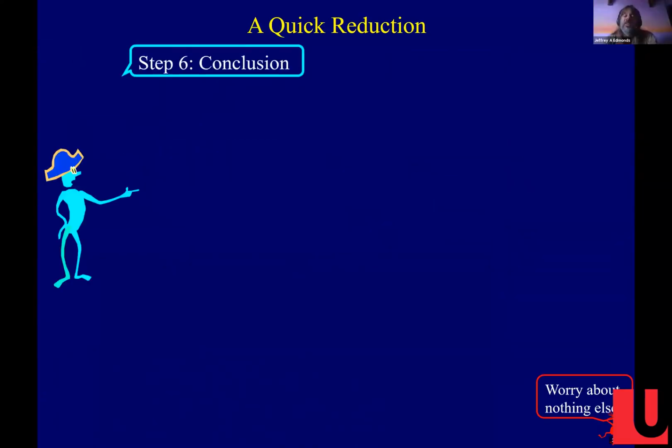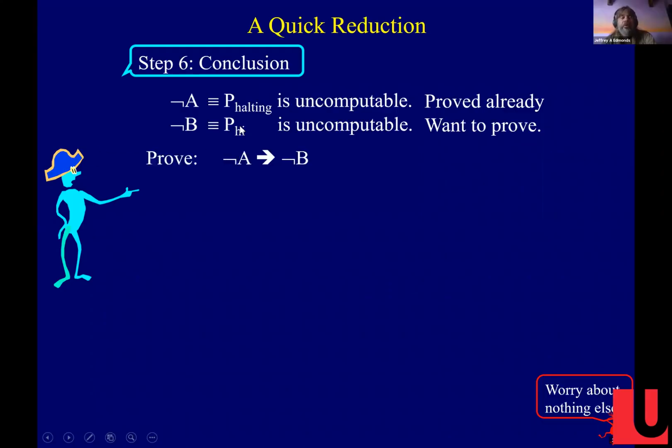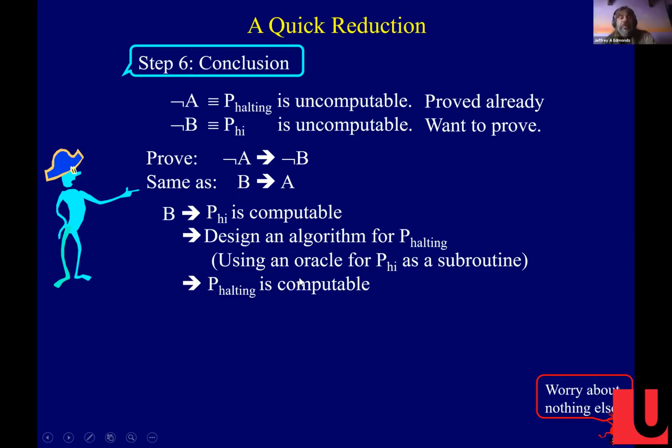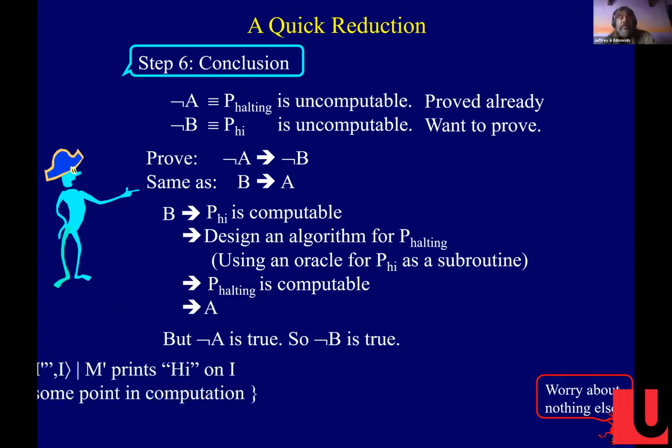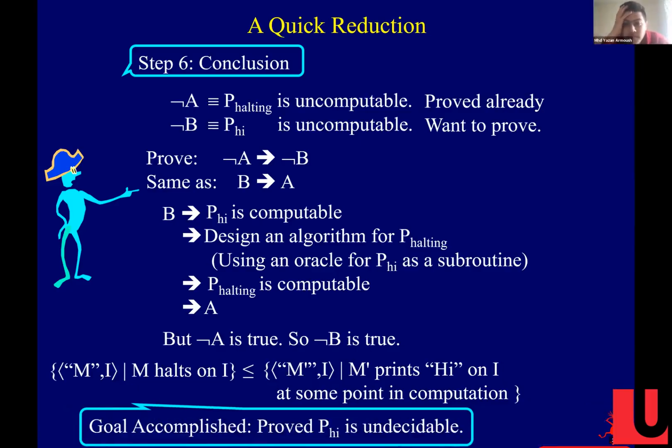All right, so what is our conclusion? We've already shown that not halting is uncomputable, and our goal is to prove that hi is uncomputable. So we showed that if hi was computable, then we could design an algorithm for the halting problem. But we can't design an algorithm for the halting problem, so we can't design an algorithm for the hi problem. Everybody got that? Yes, sir. Excellent. That wasn't so bad.